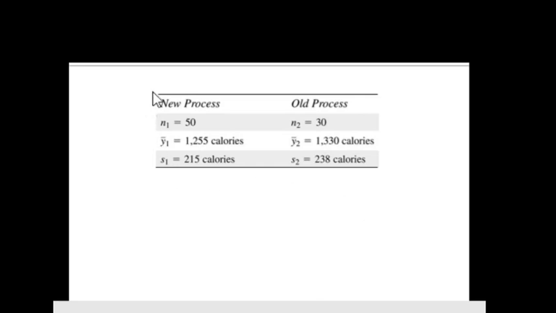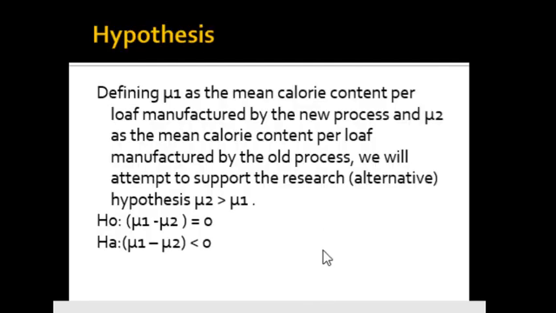Here's the information that's given to us. The new process is first, and then we have the old process. We're trying to see if the number of calories in the new process is less than the number of calories in the old process. Let's see how we will write our hypothesis. Let mu1 be the mean calorie content per loaf manufactured by the new process, and mu2 the mean calorie content per loaf manufactured by the old process. We are trying to see if mu2 is greater than mu1. So we can write it as mu1 minus mu2 equal 0 versus mu1 minus mu2 less than 0.